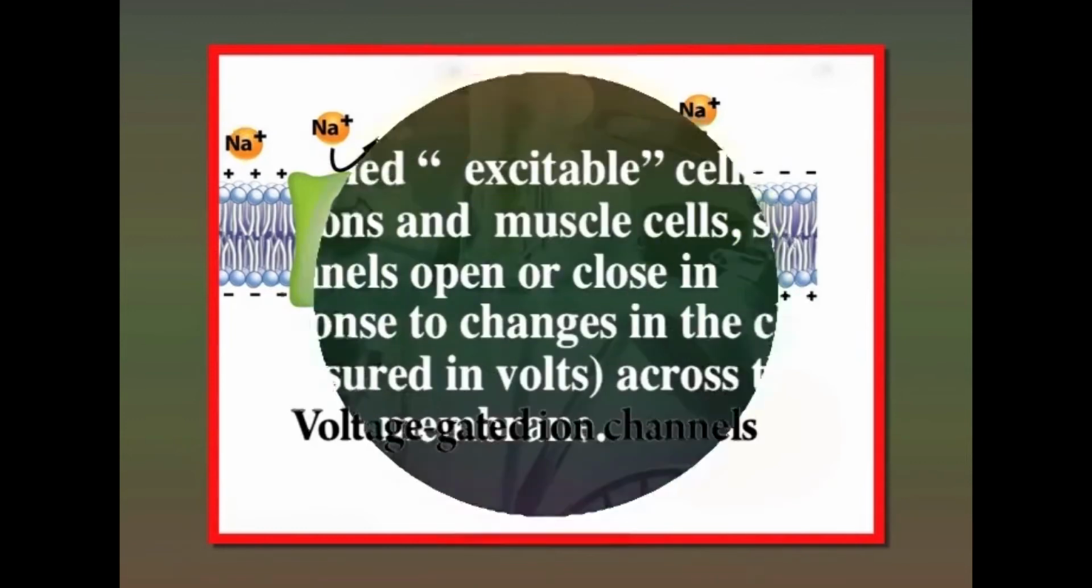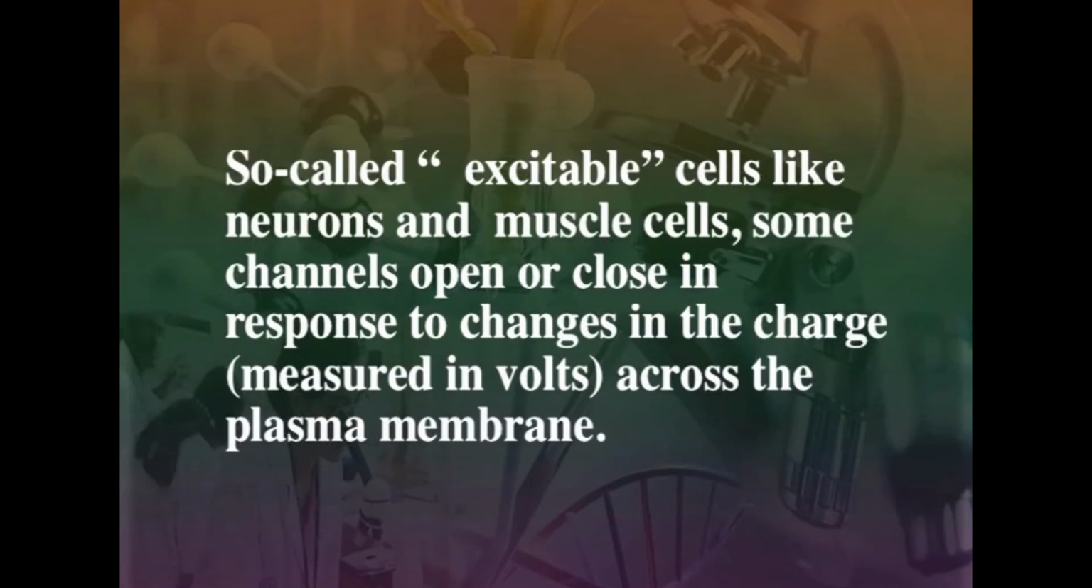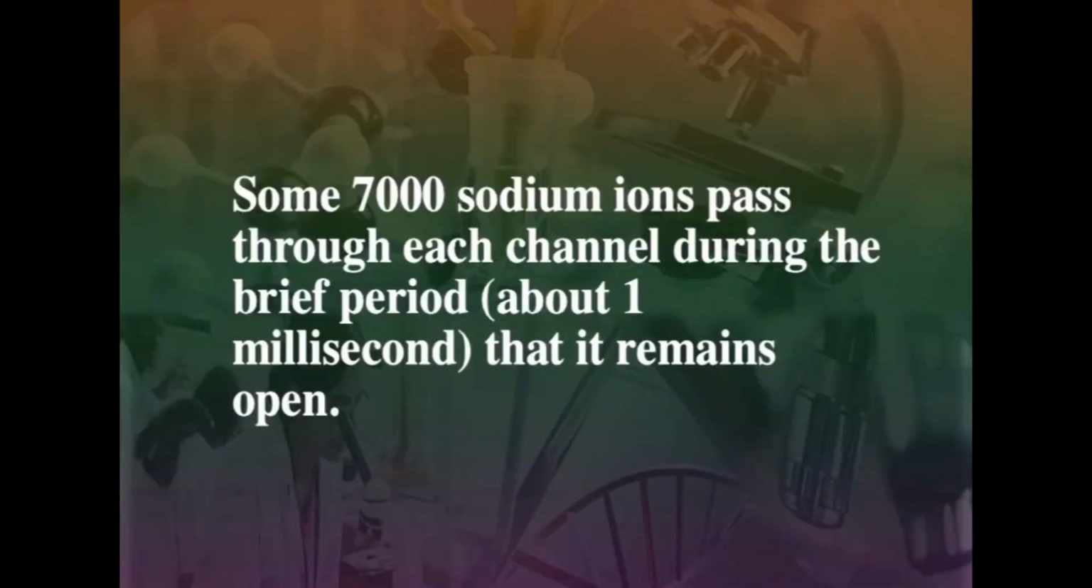In this we have the so called excitable cells like neurons and muscle cells. Some channels open or close in response to changes in the charge, which is measured as volts, across the plasma membrane. Example, as an impulse passes down a neuron, the reduction in the voltage opens sodium channels in the adjacent portion of the membrane. This allows the influx of sodium into the neuron and thus the continuation of the nerve impulse. Some 7,000 sodium ions pass through each channel during the brief period of about 1 millisecond. During that time only it remains open.